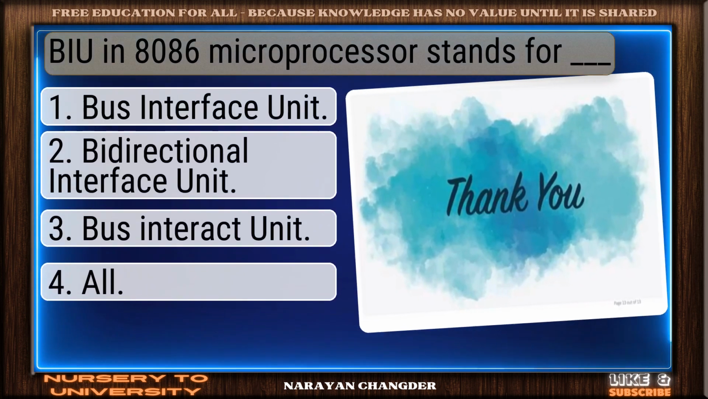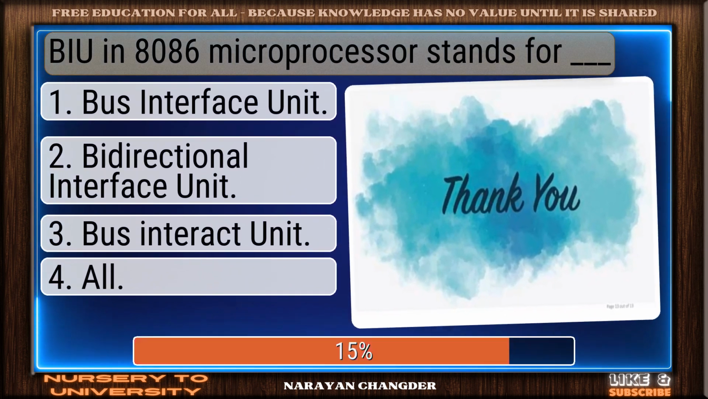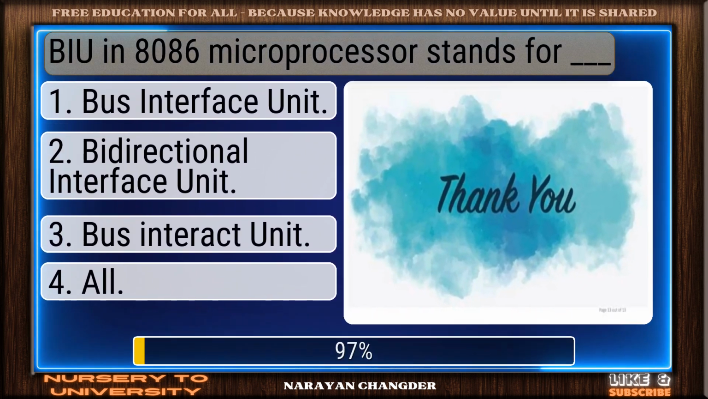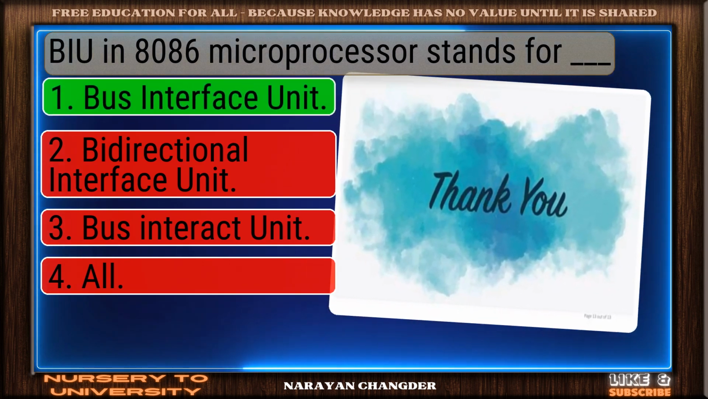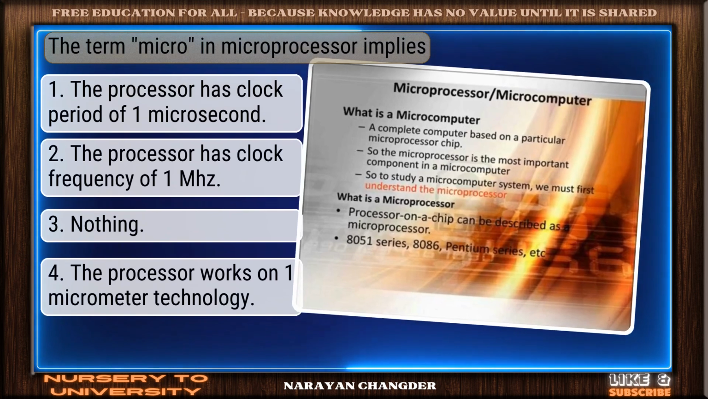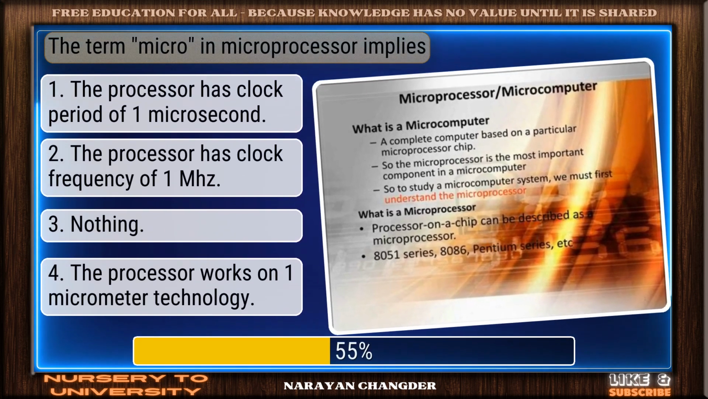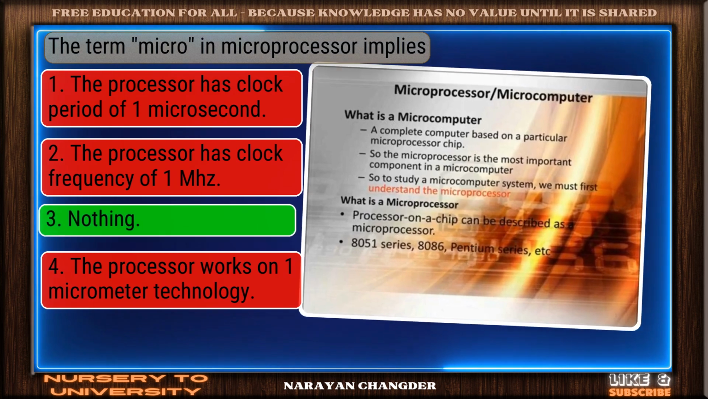Question number 29. BIU in 8086 microprocessor stands for dash. Good thinking. Bus interface unit is the right answer. Question number 30. The term micro in microprocessor implies. On track. Nothing is the correct answer.